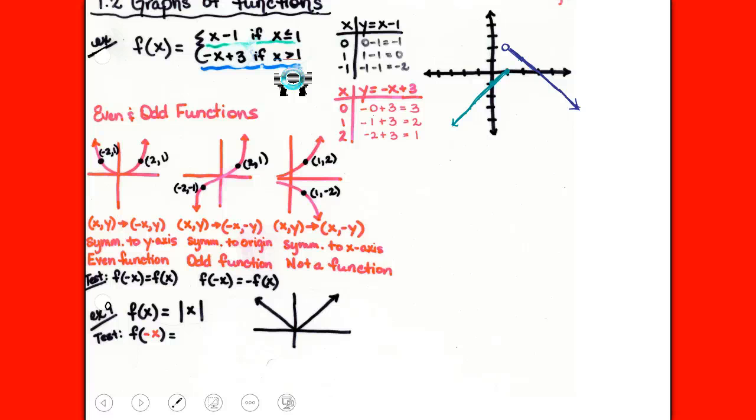For the green line, x minus 1, I only kept the piece where x was less than or equal to 1, so closed dot there and less than. And then for the blue line, negative x plus 3, we have an open dot at 1 because it was just greater than 1. We had an open dot at 1, and we kept the values that were greater than.